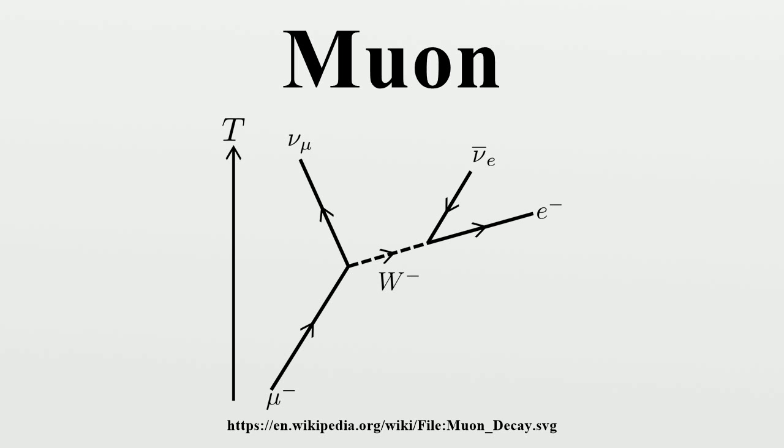As with the case of the other charged leptons, the muon has an associated muon neutrino, denoted by nu-mu, which is not the same particle as the electron neutrino, and does not participate in the same nuclear reactions.